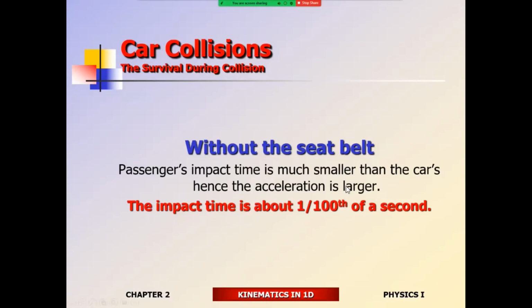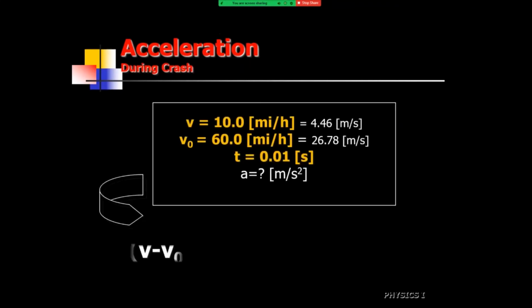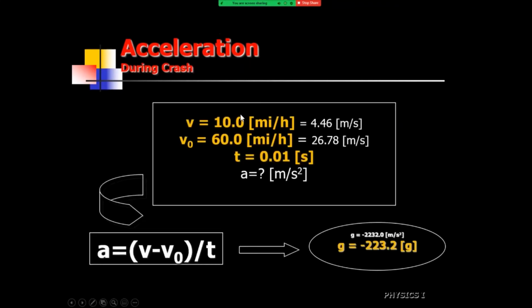The worst case scenario, your impact time is going to be a hundredth of a second. If you're hitting a dashboard or steering wheel without a seatbelt, you're on your own. Change in velocity is still the same as the car's, 50 miles per hour, except the impact time is much shorter. And acceleration is way over 200 Gs under the circumstance. Not survivable. The car's impact time is a tenth of a second. It comes from the crumple zone. And the unbuckled passenger's impact time is going to be shorter than the car's impact time. So the car's acceleration is roughly 20 Gs, and if you're not wearing a seatbelt, the worst case scenario is going to be over 200 Gs.